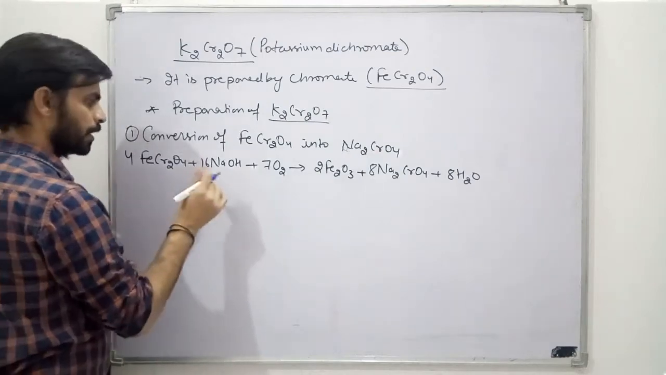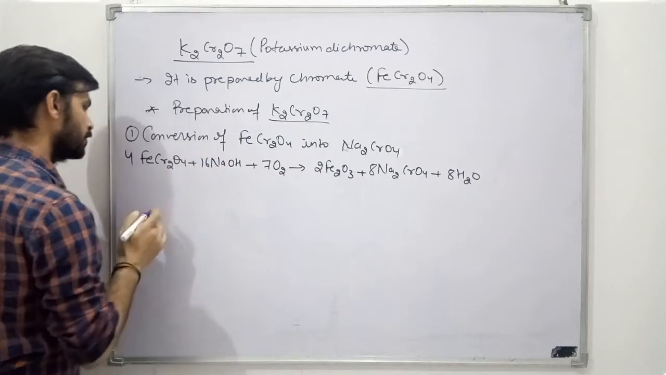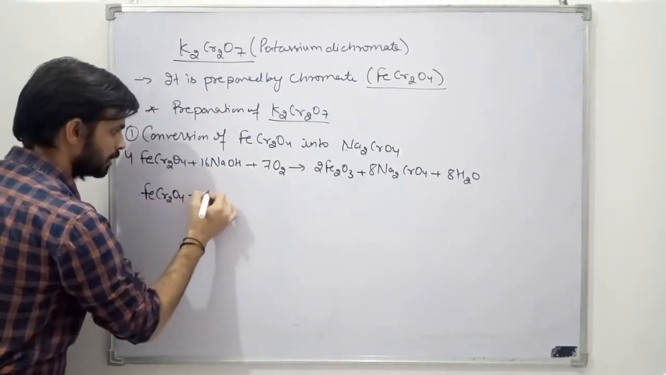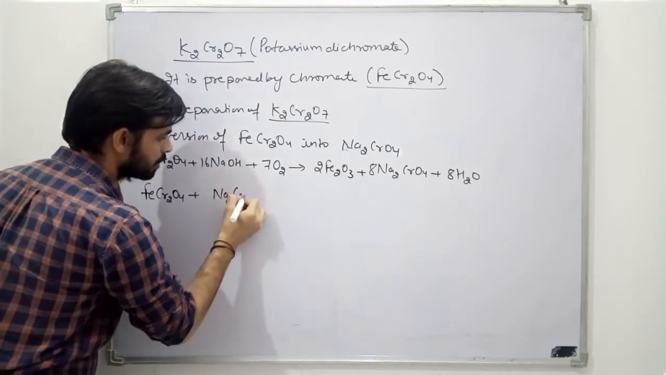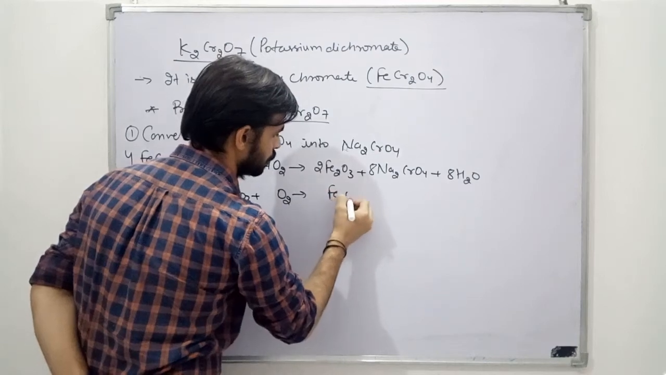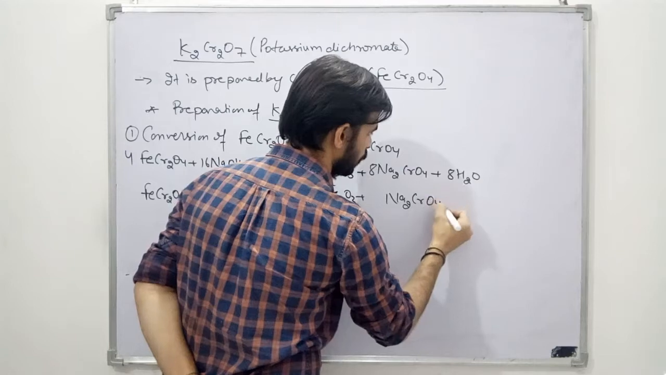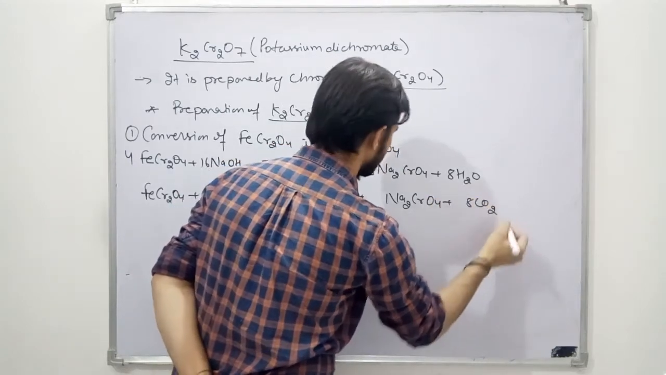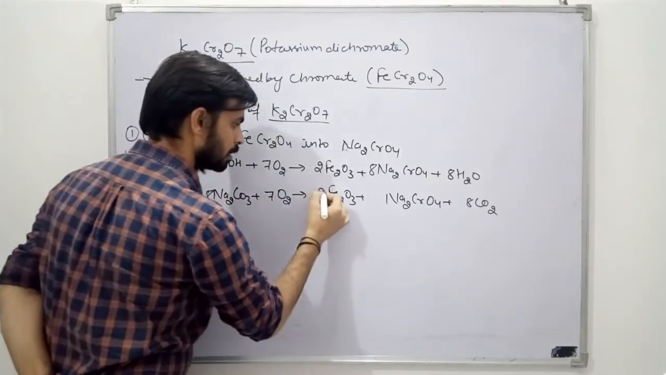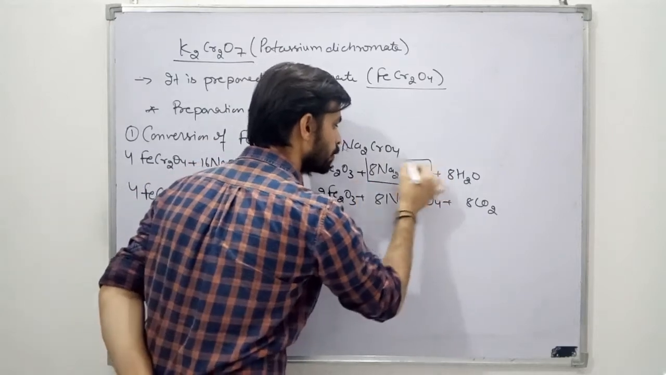We can also prepare sodium chromate with the help of sodium carbonate. FeCr2O4 is treated with sodium carbonate in the presence of oxygen, then Fe2O3, sodium chromate, that is Na2CrO4, and 8 times carbon dioxide is formed. Again we have to balance it. Now we have sodium chromate.